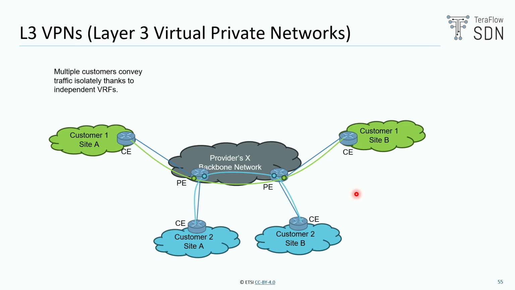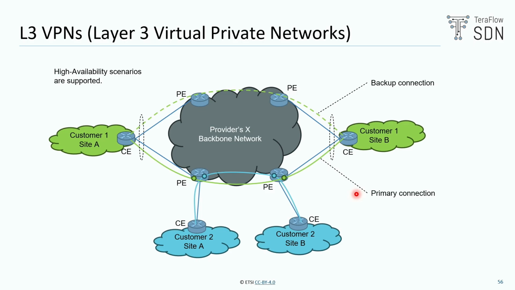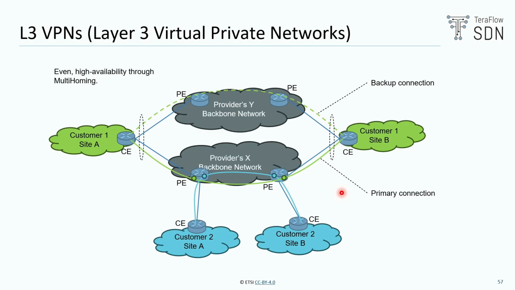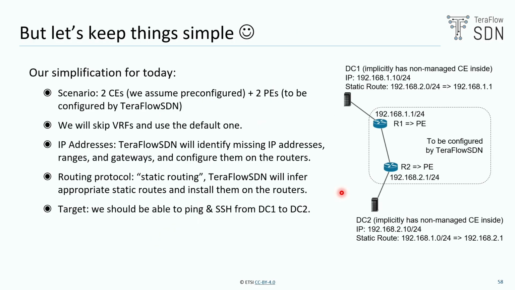Both of them, given that they are using different virtual routing functions, don't interfere with each other. They can even have the same IP ranges if you want, but they will not collide because they are different VRFs. Here are additional examples, for instance, for high availability with primary and backup connections. These are use cases that are supported in layer 3 VPNs, even multi-homing cases, whatever.